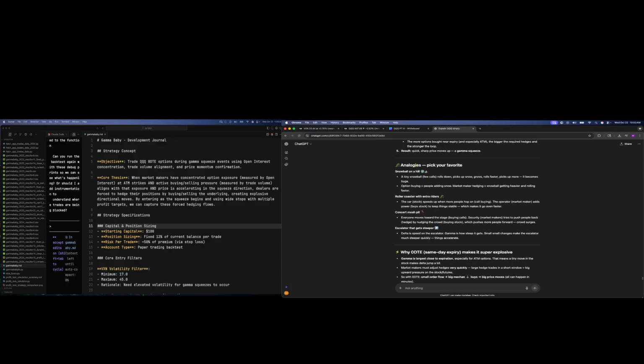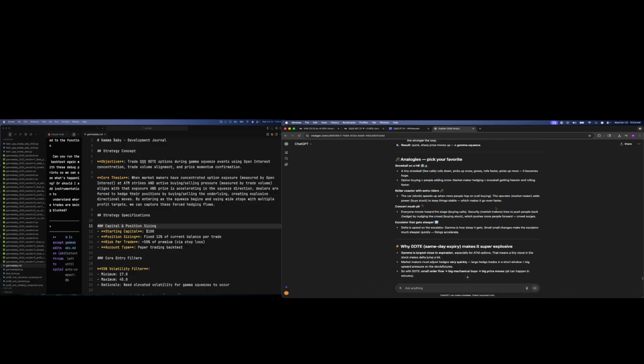Let me give you another analogy. A small snowball, a few calls, rolls down a hill. It picks up snow, grows faster and faster, picks up more, and becomes huge. Option buying is people adding snow, market makers hedging is the snowball getting heavier and rolling faster. Or a roller coaster: the ride speeds up when more people hop on, that's call buying. The operator, the market maker, adds power by buying stock to keep things stable when things get even faster.